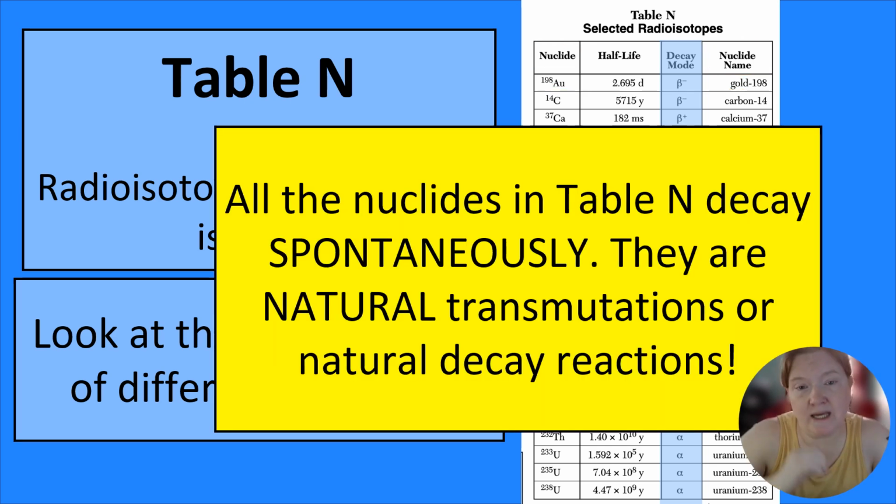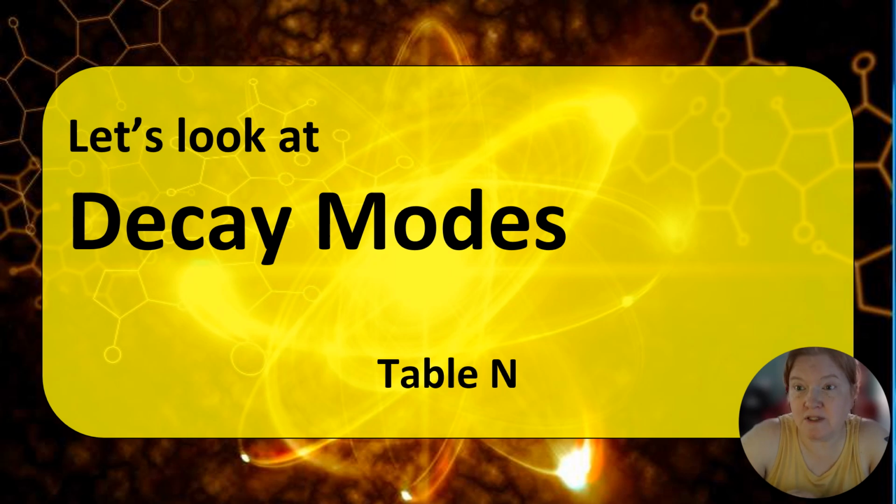Now, all the nuclides in Table N decay spontaneously. That means they're natural transmutation. Don't have to bonk them. They're natural decay. They just decay on their own. So let's look at those types of decay modes on Table N.